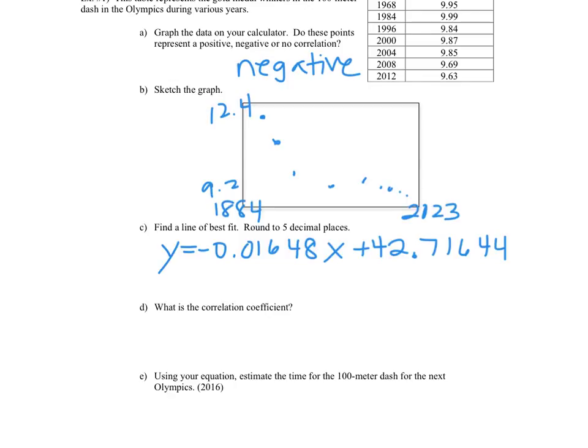What is the correlation coefficient? The correlation coefficient is the R value. And in my case, in your case, R is negative 0.93. Okay? That's important because that tells you how good of a line you have. The closer this is to -1 for negative correlations, or the closer it is to +1 for positive correlations, the better your line is. So 93 is pretty good.